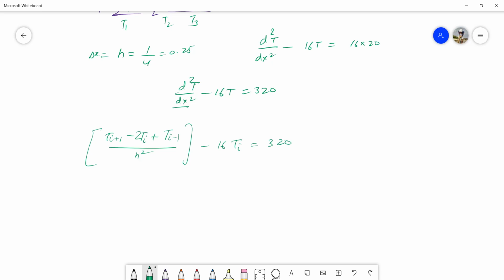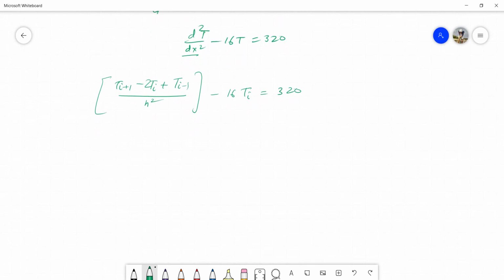Upon rearranging, what we have is Ti+1 minus twice of Ti minus 16h²Ti is equal to 320h². So put the values of h, and upon rearranging we have Ti+1 minus 3Ti plus Ti−1 is equal to minus 20.